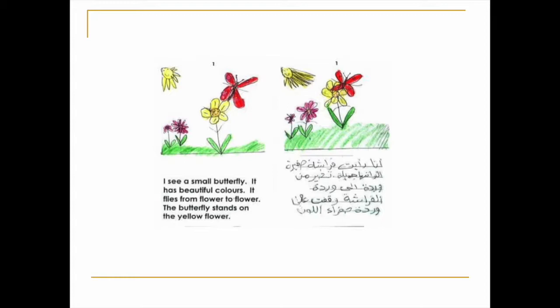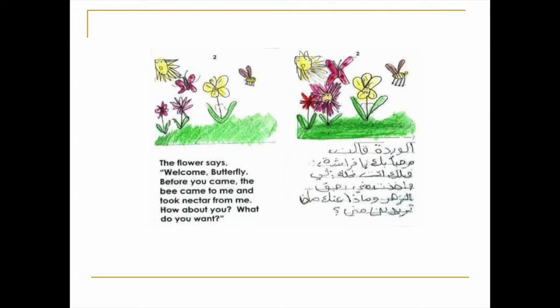So it goes like this. I see a small butterfly. It has beautiful colors. It flies from flower to flower. The butterfly stands on the yellow flower. The flower says, "Welcome, butterfly. Before you came, the bee came to me and took nectar from me. How about you? What do you want?"